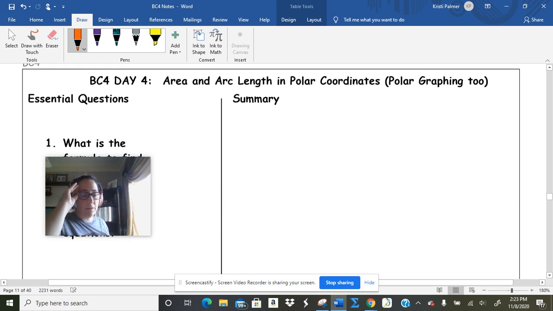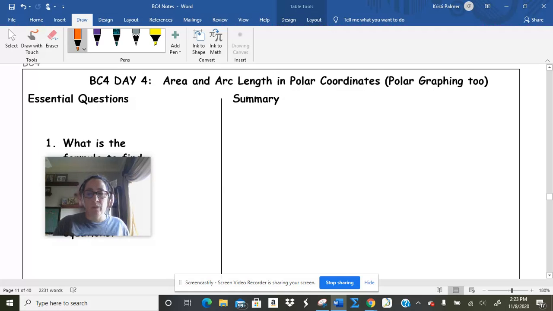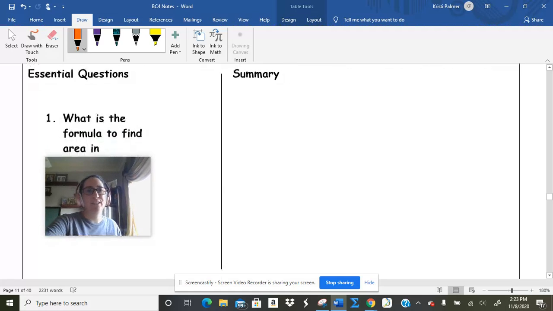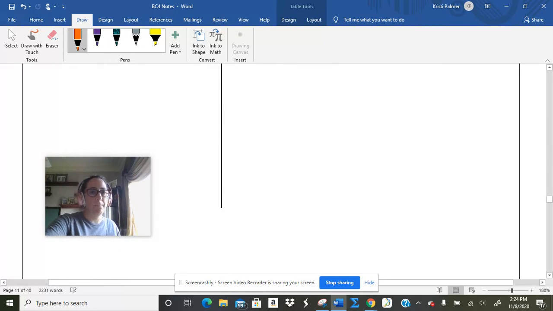Okay, so now that we have a foundation in the graphing of all of those polar graphs, we're going to find the area and arc lengths and everything with those graphs. So it's going to be lots of fun. Okay.